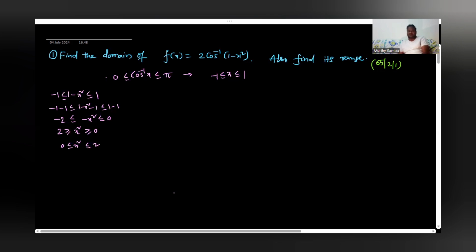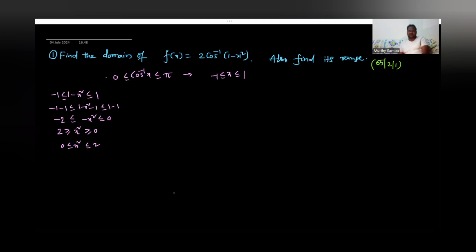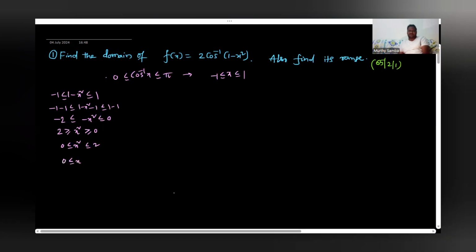Then what about x? Now I am dividing it into two inequalities. 0 less than or equal to x square means x square greater than or equal to 0, which means x can be any real number. And coming to the second inequality, x square less than or equal to 2, you can write it as x square minus 2 less than or equal to 0.